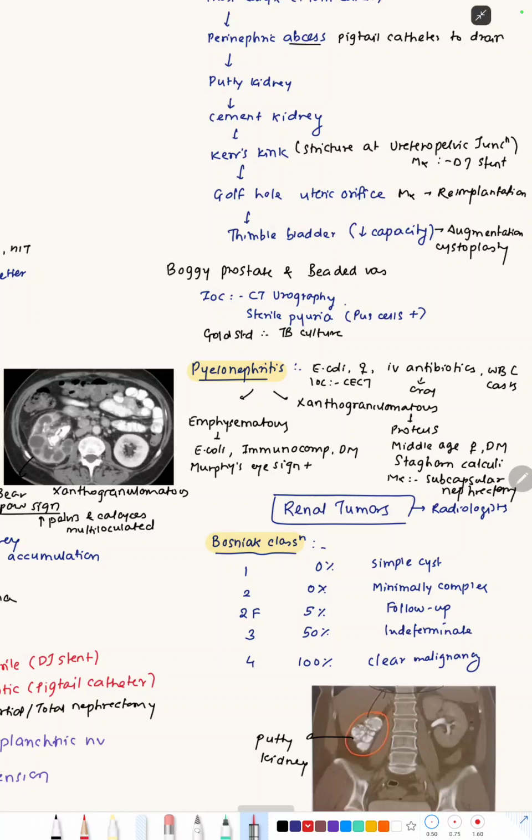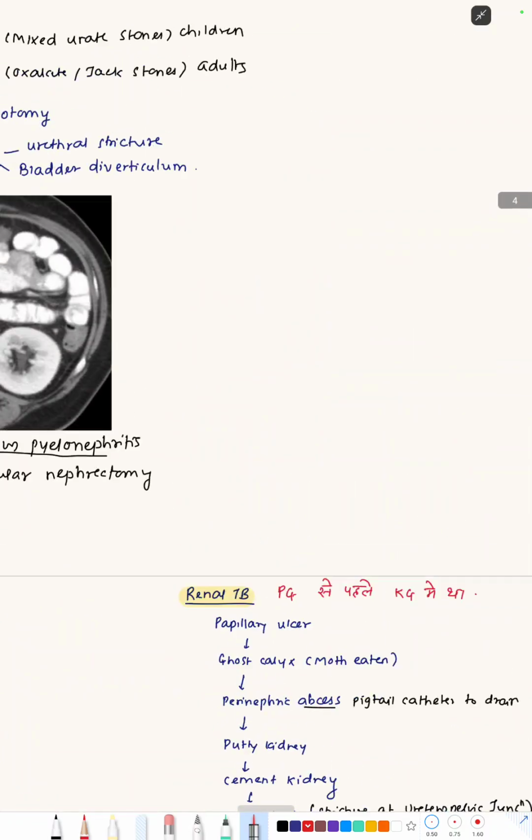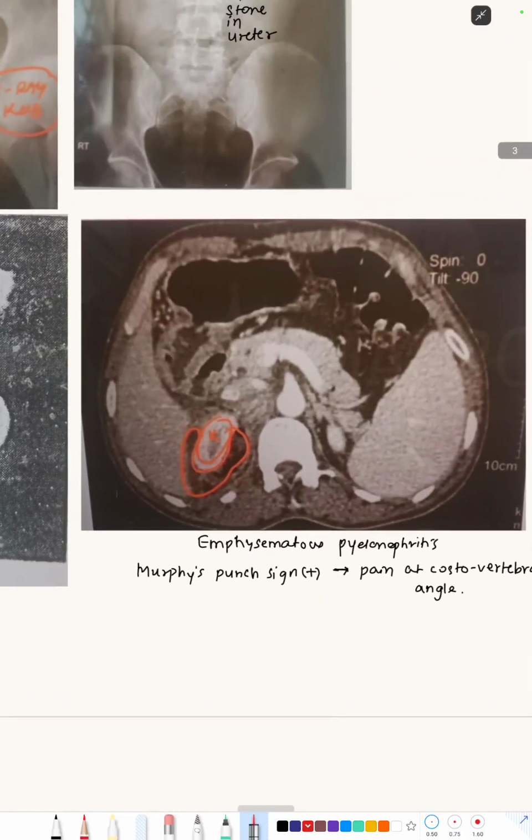Then, as I said, two types, emphysematous and xanthogranulomatous. In emphysematous type, the most common cause is E. coli. It is found in immunocompromised individuals or diabetic individuals. And over here, the gas can be seen around the kidney. So there's a collection of gas around the kidney, and that is called as a Murphy's punch sign. This Murphy's punch sign means a pain is present at the costovertebral angle.